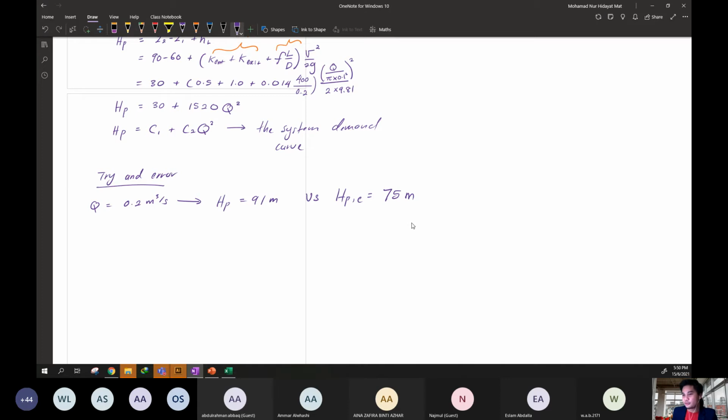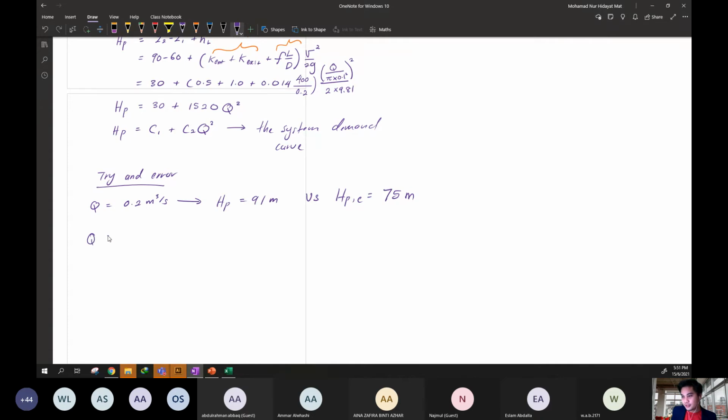So again, do you need to do the try and error analysis, anyone? What do you think? Do we need to do the try and error analysis again in order to match the value of HP and HP of the characteristic? Anyone? Can try one more time. Yes, perfect. We can try one more time.